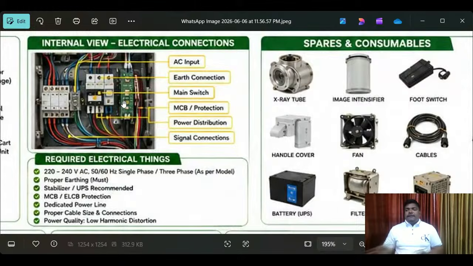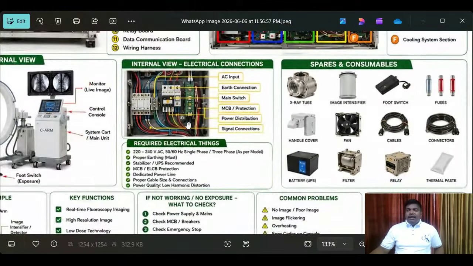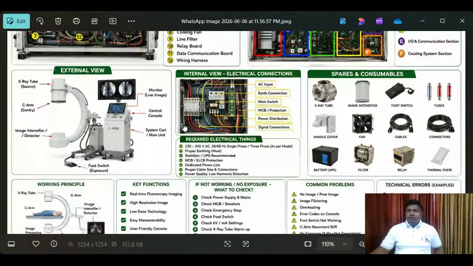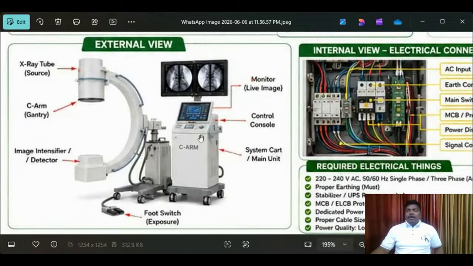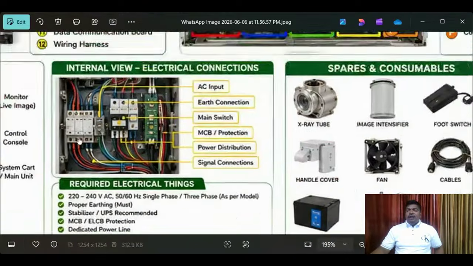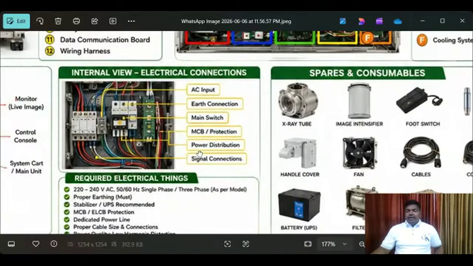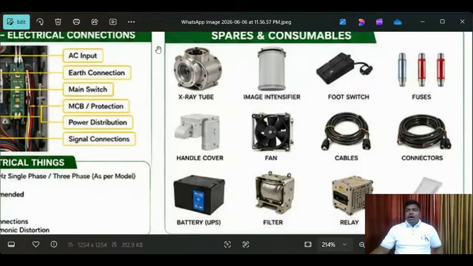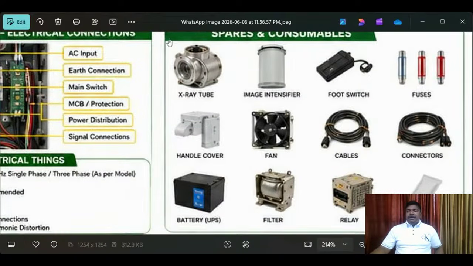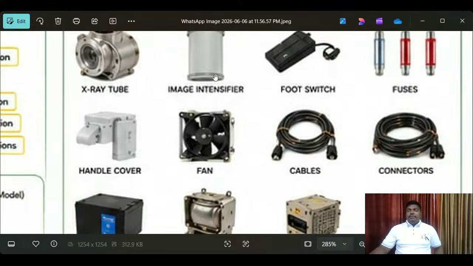Now come here, one more topic I want to show you. The internal part I have already shown. This is the external view of the CM. Next, the internal view of the electrical sections. Next, come here, spare parts. What spare parts are there? Come here and see. I'm going to show you very clearly.